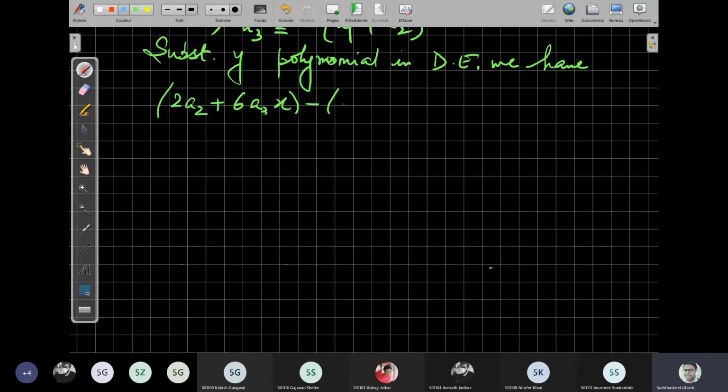So anyway, this is going to become a1 x plus a2 x square plus a3 x cube, right? Is it like this? That is equal to x square, right?